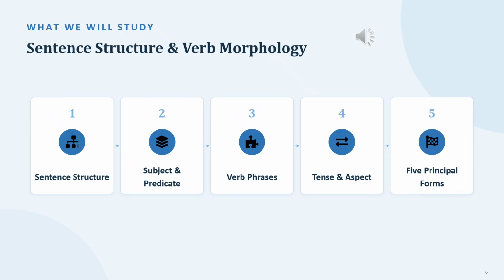We will cover the basic building blocks: sentence structure itself, the subject and predicate, verb phrases, tenses, and the 5 principal forms every English verb can take.